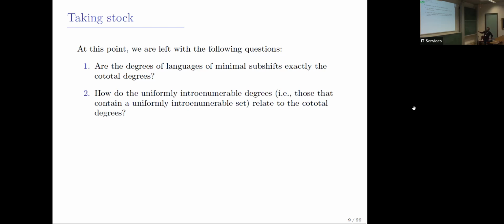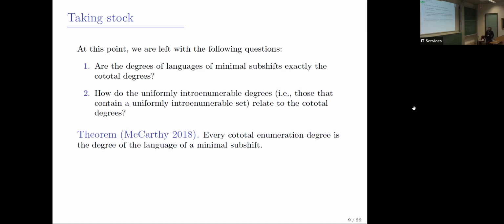How do the uniformly introenumerable degrees relate to the cototal degrees? Well, my student Ethan McCarthy showed that every cototal enumeration degree is actually the degree of the language of a minimal subshift. So in fact, the cototal degrees are the right notion if you're interested in languages of minimal subshifts. And this also shows that every cototal degree is uniformly introenumerable. Every cototal degree contains a set that is not just cototal, but also uniformly introenumerable.